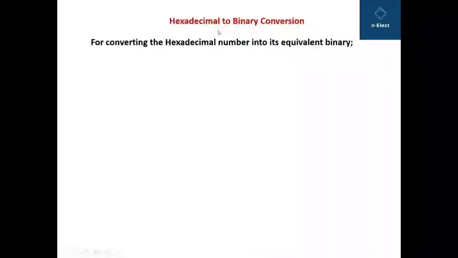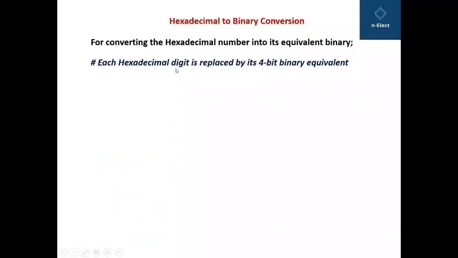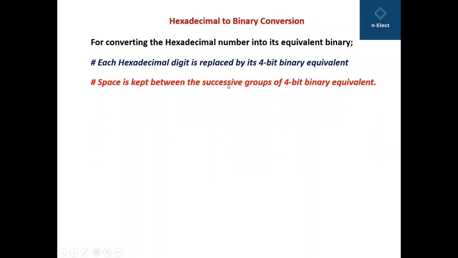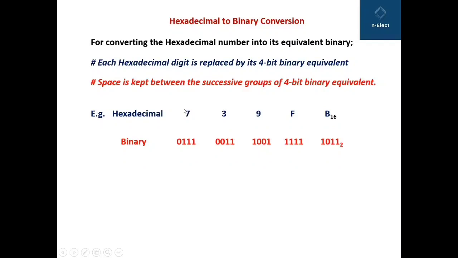Then hexadecimal to binary conversion. We have already cleared that each hexadecimal digit is represented by the 4-bit binary number. So for converting the hexadecimal number into its equivalent binary, each hexadecimal digit is replaced by its 4-bit binary equivalent. Space is kept between the successive groups of 4-bit binary equivalent. Here, as an example, the hexadecimal number given is 739FB. This is the hexadecimal number with base 16.